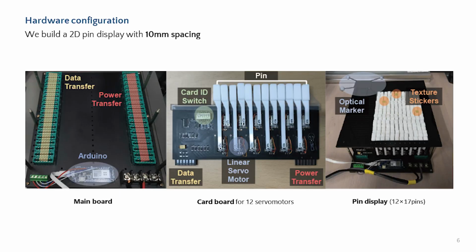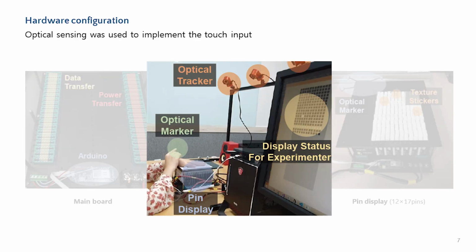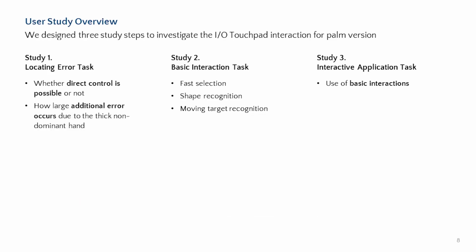input and output. We designed a 2D pin display of 12 by 17 pins with 10 mm of spacing. We used an optical tracker for touch sensing. We conducted a user study in a total of 3 steps with 10 visually impaired users.